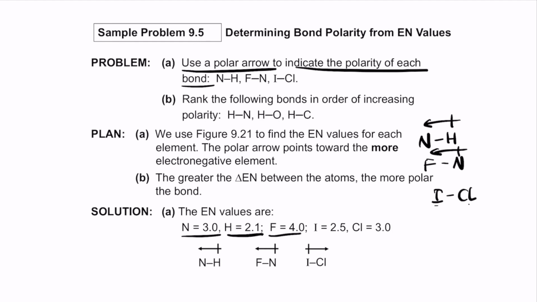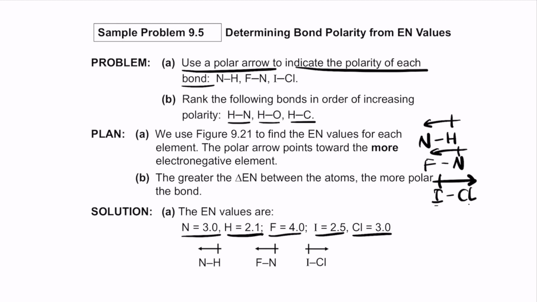Now for ICl, I is 2.5 and chlorine is 3.0. So we start at I and we go towards chlorine. This is how we can write down the arrows. They're also asking you to write it in terms of increasing polarity. You have H-N, H-O, and H-C.